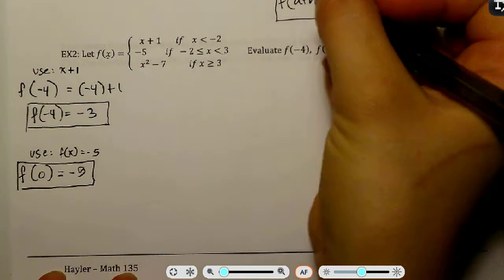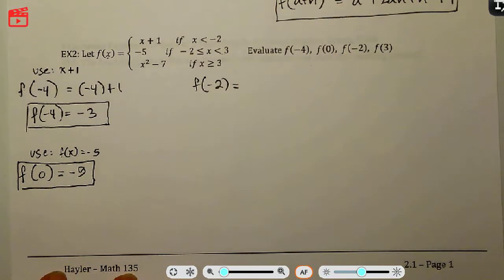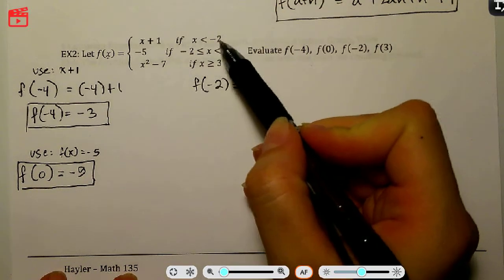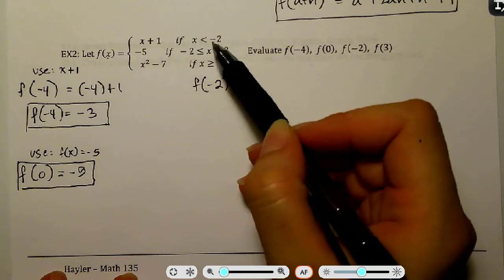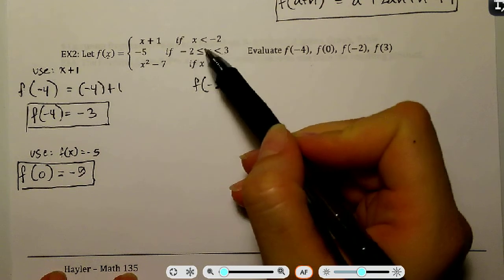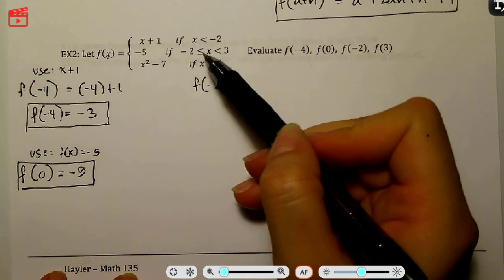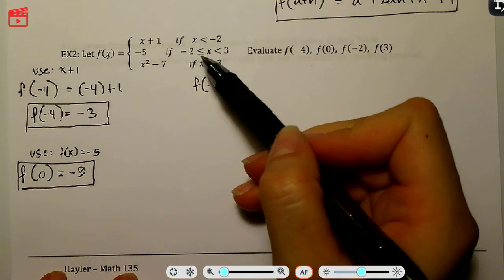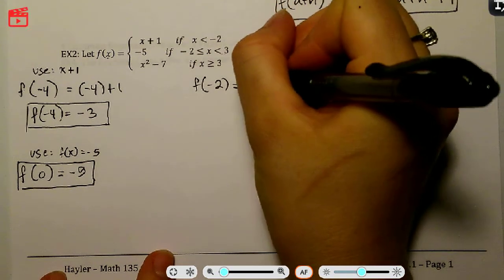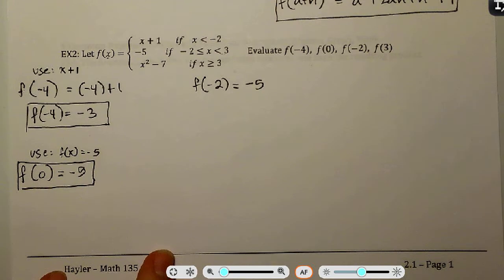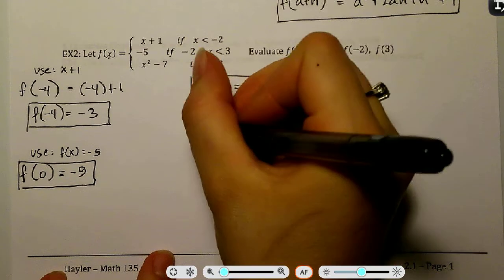Not too bad. Let's see, next is f of -2. What are we going to use? Well, -2 appears twice. So which one do I use? Well, this one says less than -2, and this one says greater than or equal to -2. So I'm going to choose this option because it's equal to -2, which means I'm going to use the constant function again. So f of -2 equals -5. One more to go.